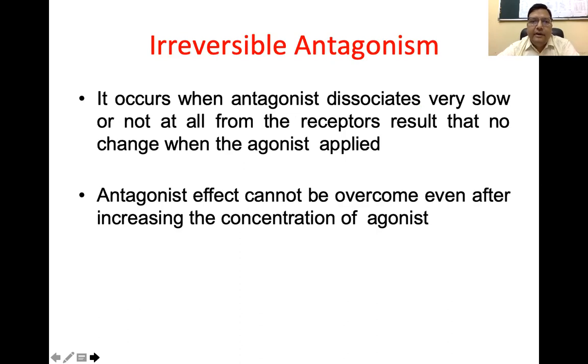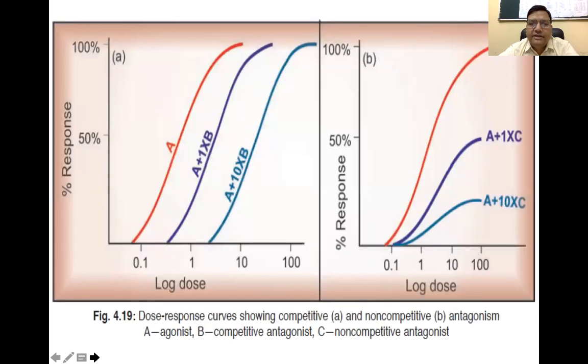Next is the irreversible one, where the antagonist dissociates very slowly or not at all from the receptors and results in conformational changes, because of which the agonist cannot bind. This antagonism cannot be overcome by increasing the concentration of the agonist. So these are the log dose response curves for the agonist and the competitive and the non-competitive antagonists.